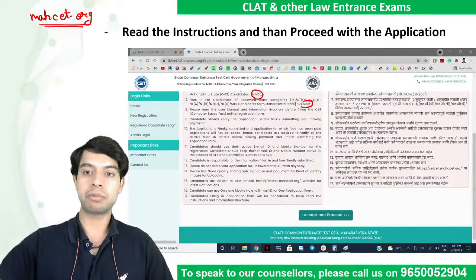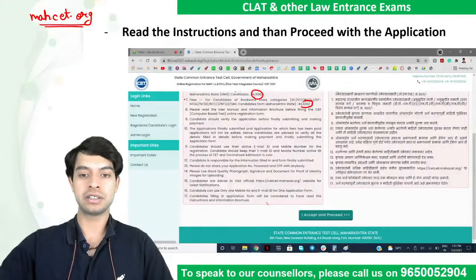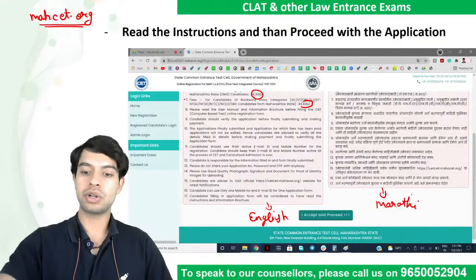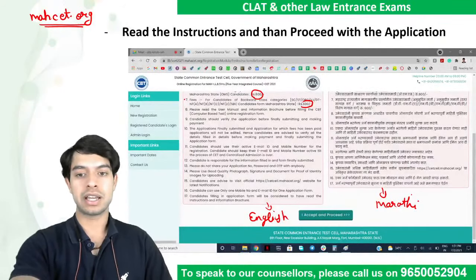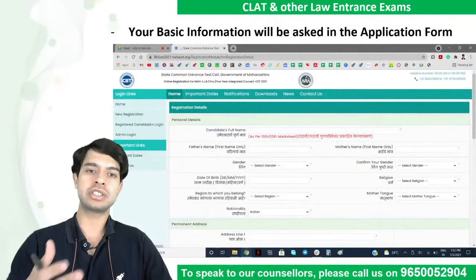बट प्लीज इन सभी पॉइंट्स को ध्यान से पढ़िएगा. दीज पॉइंट्स आर अवेलेबल इन इंग्लिश एज वेल एज इन मराठी. In English as well as in Marathi. Once you have read all these details, then you just need to accept and proceed. Once you have proceeded, the registration starts.